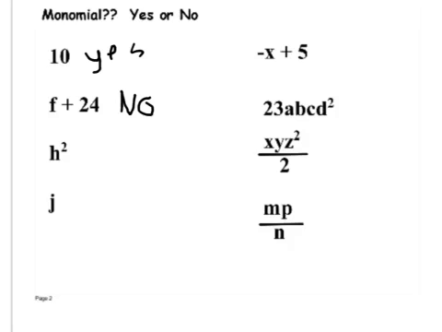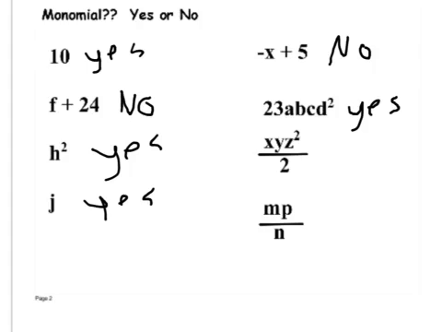The next one is a product of variables, H times H, so it's yes. How about just J? Yes, it says a variable. Negative x plus 5? No, this is addition. The next is yes. This is a product of a number and several variables, but it is just one term, so it is yes. 23 ABCD squared? Yes, we just said that.